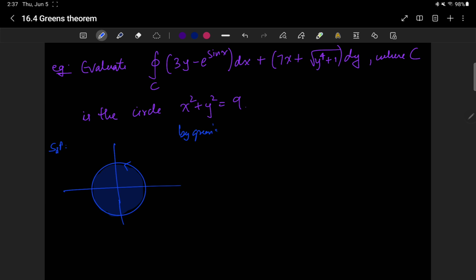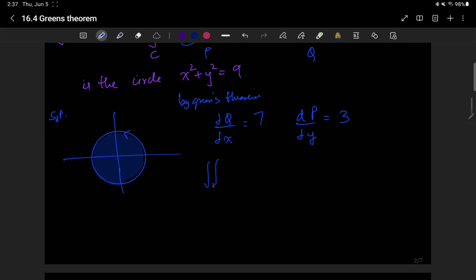So by Green's theorem, we'll have del Q over del x. So that's Q here. You can see that this complicated square root y to the 4 doesn't have any x term, so this derivative is simply 7. And del P over del y, again, this is P. The e raised to sine x doesn't have a y term, so these just come out to be constants. So this is actually just 4 dA.